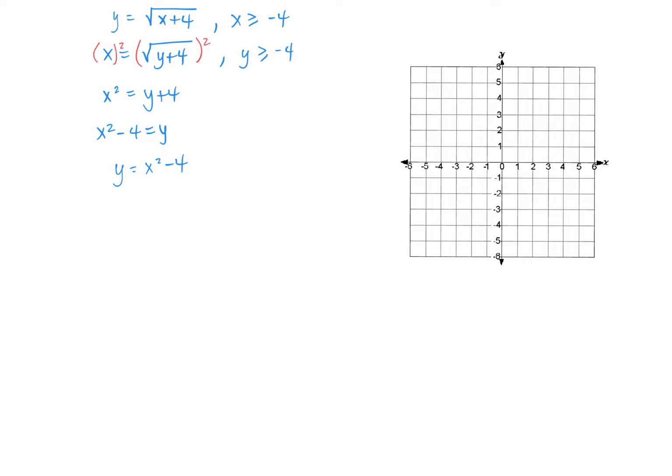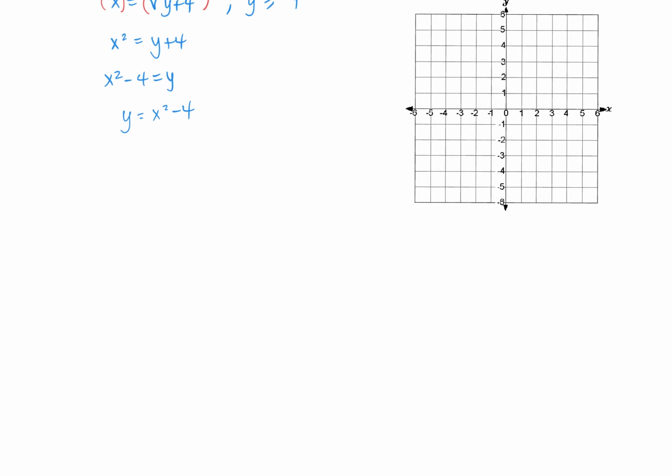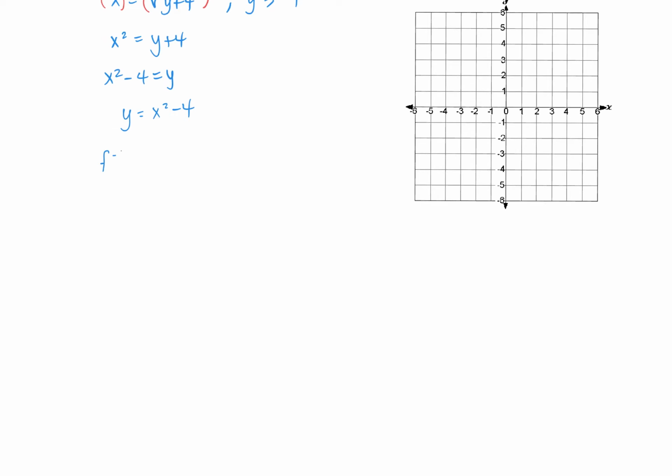So this is a parabola opening up, shifted down 4. And we've already seen that parabolas are not one-to-one. They don't pass horizontal line tests. So although my function f was one-to-one, I now have this function that's not one-to-one. Let's keep going. We'll replace y with f inverse of x, and then we'll talk about the restriction on my x values in just a bit.